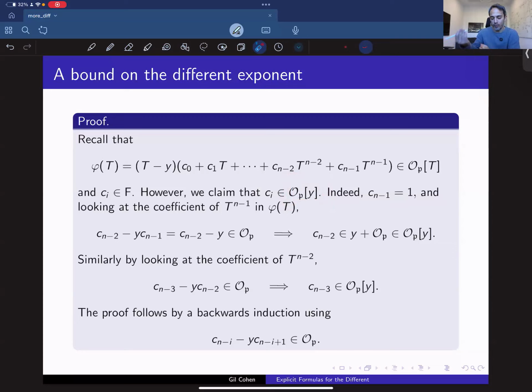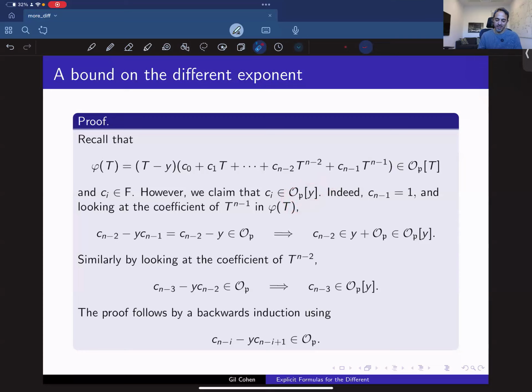The way to see that is kind of backwards induction. For example, c_{n-1}: that's why I say backwards, because you start from the biggest one. c_{n-1} is just 1, because this is a monic polynomial, and the coefficient of t to the n here is obtained once you take this times that. That's the only way to get t to the n. So c_{n-1} is 1, which is certainly in OP[y].